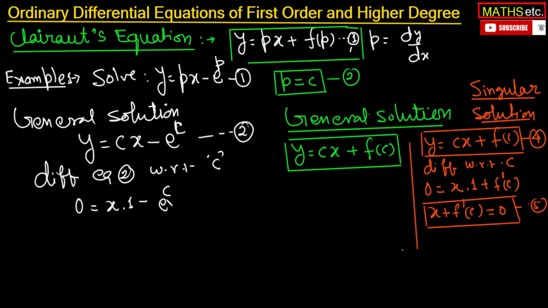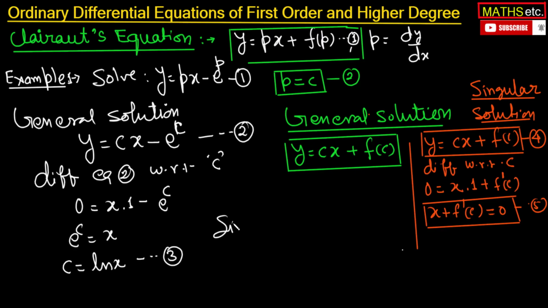Let us simplify and solve it for c. So this becomes e raised to the power c equals x. Taking the log, this will become c equals log of x. This is our equation number 3, and this is the same as the standard form x plus f'(c) equals 0. Now we will eliminate c between equation number 2 and 3 to find the singular solution, and in this case, we simply replace c by log of x.